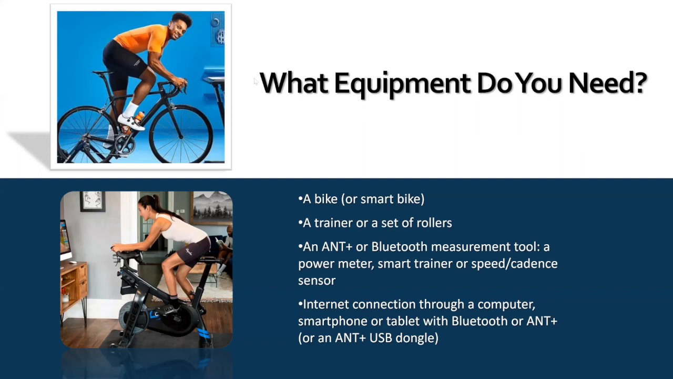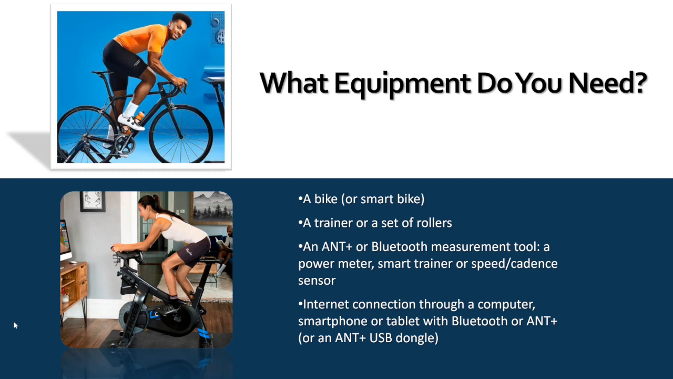You also would need a Bluetooth measurement tool, and that's typically either a power meter or a smart trainer. And in some instances and cases, you'll be able to use the speed and cadence sensor from your existing bike setup in order to be able to transmit that data through to Zwift to then move your avatar as it performs in the game. You'll also need an internet connection through either a computer, a smartphone, or a tablet that also has that Bluetooth connection. So it would allow for your trainer or your bicycle that's on the trainer to be able to speak to the computer and transmit that data.